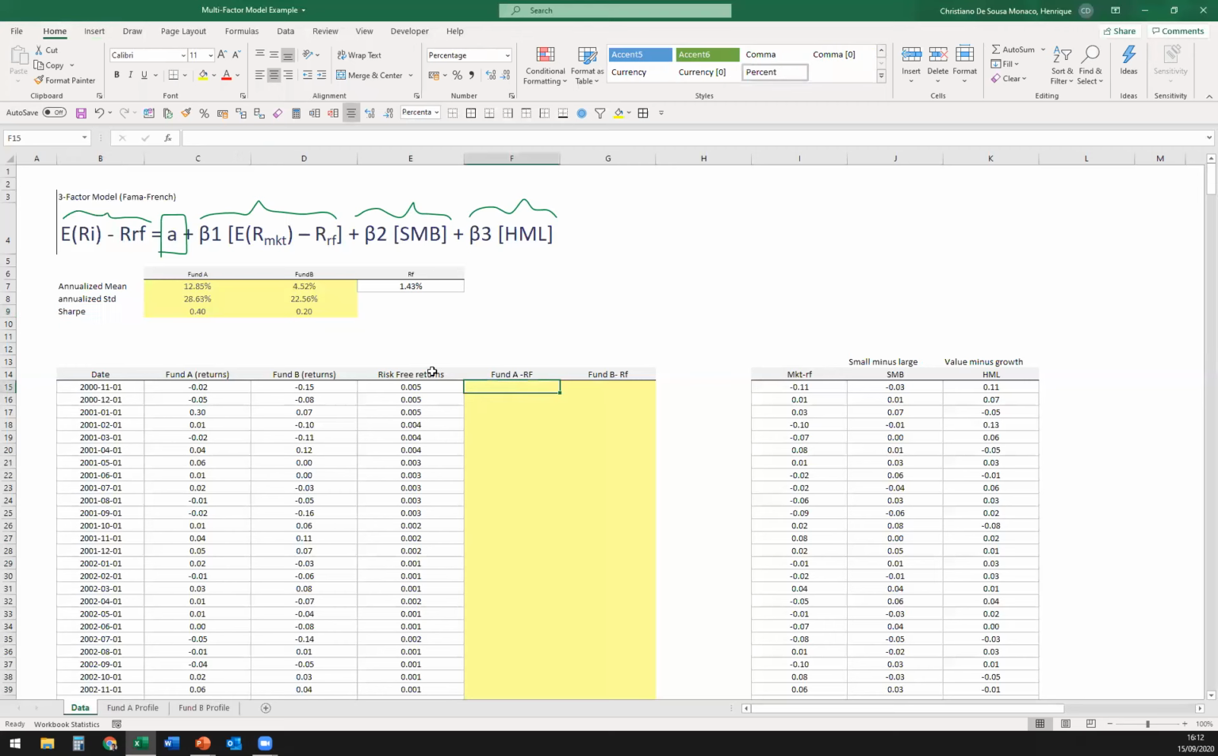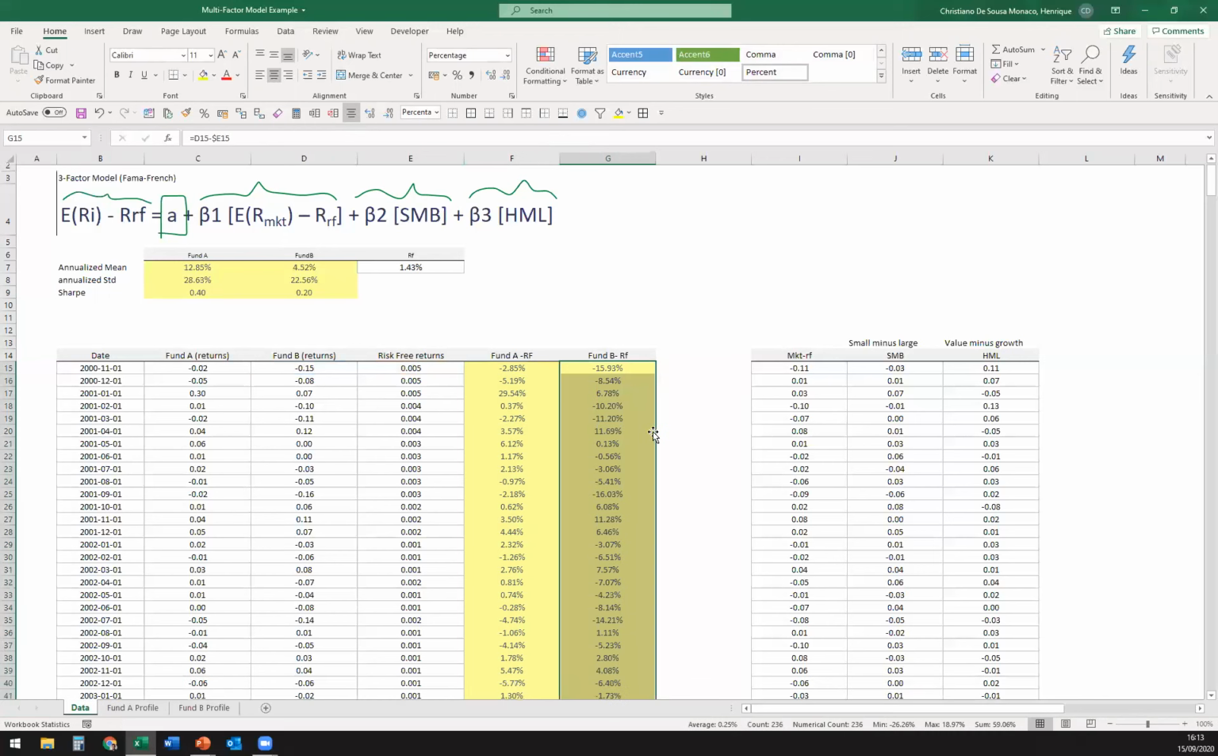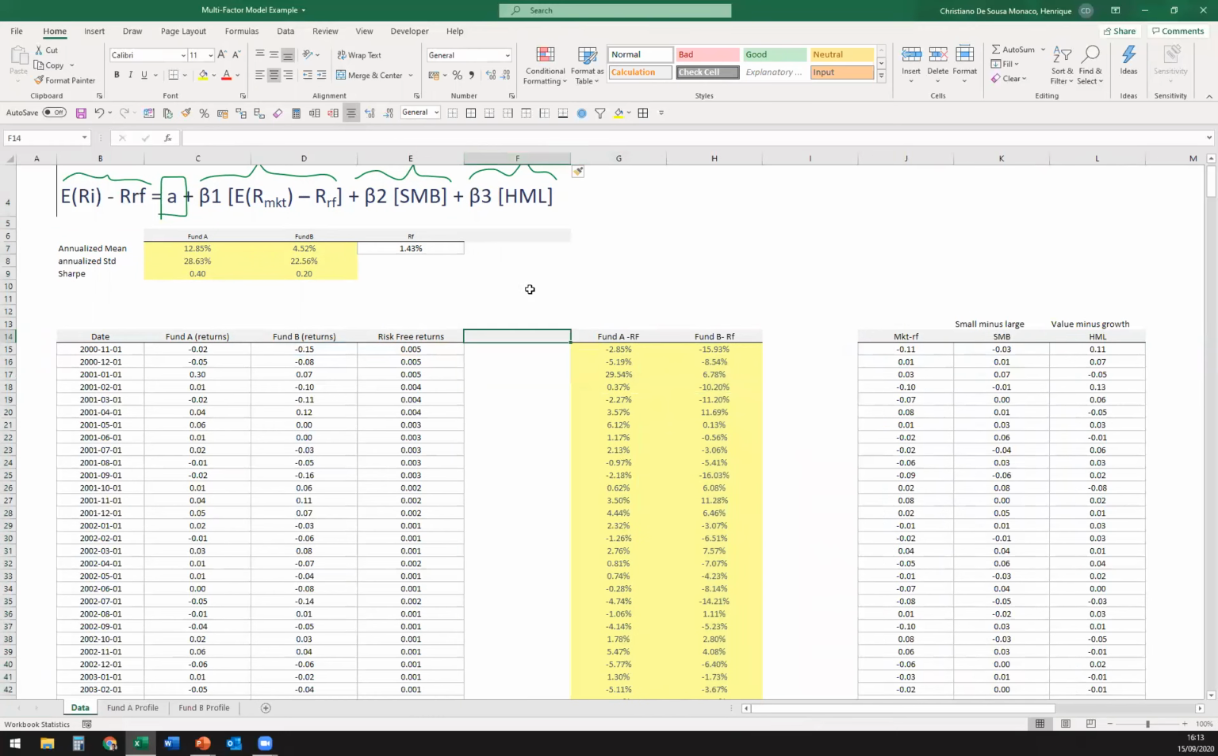So the first thing you've got to do is get this first part of the equation, which is the return of the asset over the risk-free rate. To do that, I will just take fund A returns minus the risk-free rate returns. I'm just going to lock the column, and I can drag it down all the way. Okay. I'll do the same with fund B, although we're going to run it separately. Fund B returns minus the risk-free returns. And we're going to be using that part for the analysis.